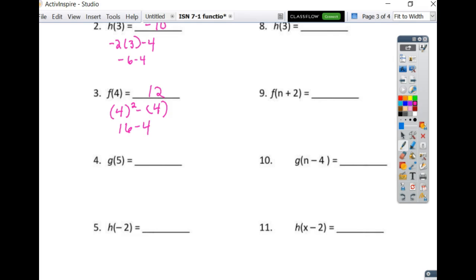For number 4, I'm using the g function. That's going to be 3 times 5 plus 6, which is 15 plus 6, which gives me 21.